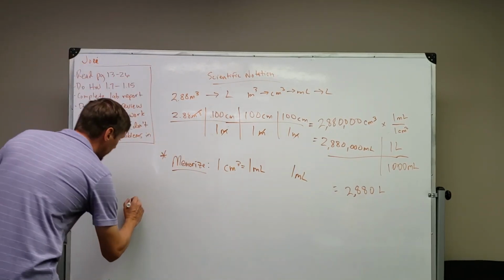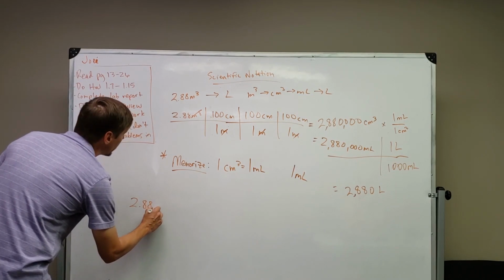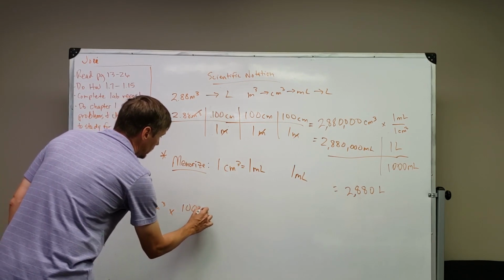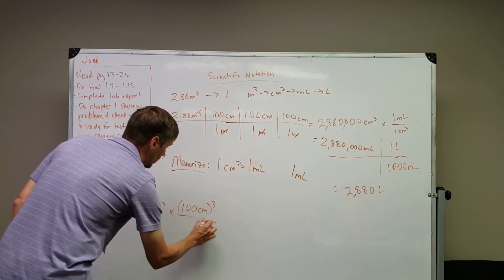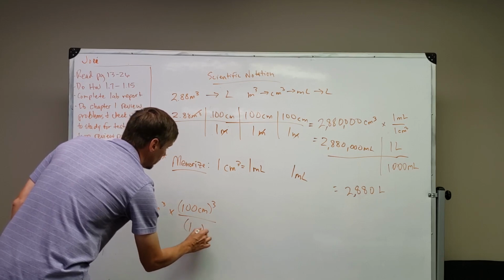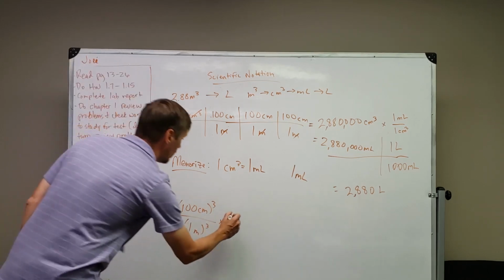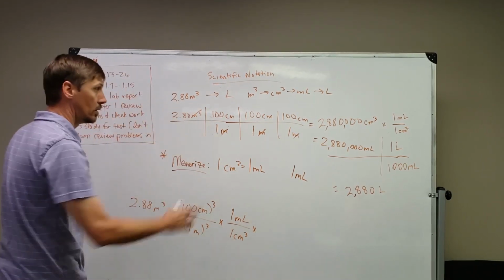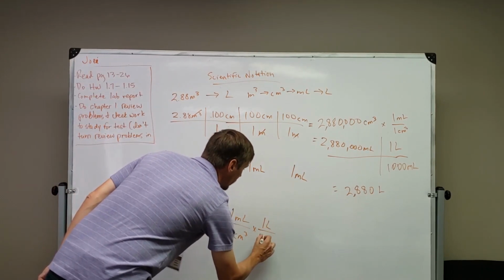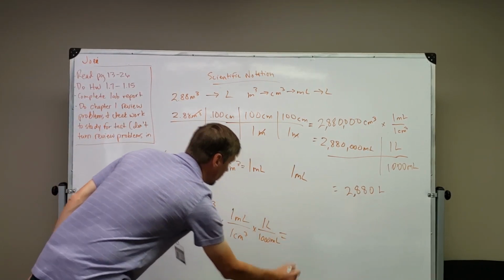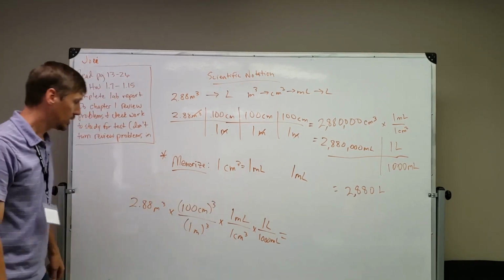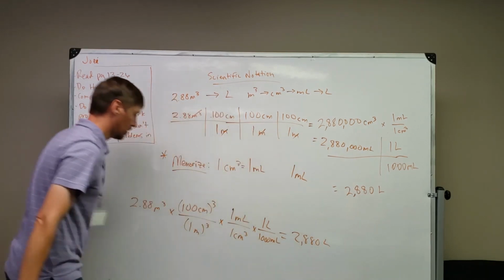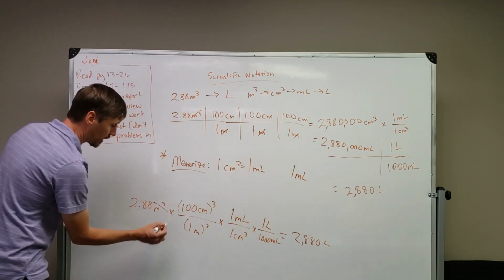I mean, kind of the whole thing from beginning to end was I did 2.88 meters cubed times 100 centimeters cubed over 1 meter cubed times 1 milliliter over 1 centimeter cubed times that last thing, 1 liter over 1,000 milliliters. Those were the conversion steps that we did to finally get to 2,880 liters. Because if we punch this in, our units will all cancel out.